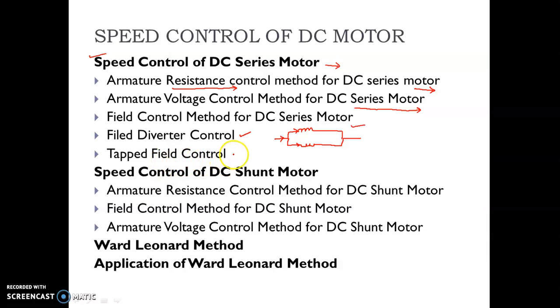Tapped field control method is also there. Tapping will be done like this, this much tapping is done here, or tapping is done here. Like this we will do the tapped field control method.